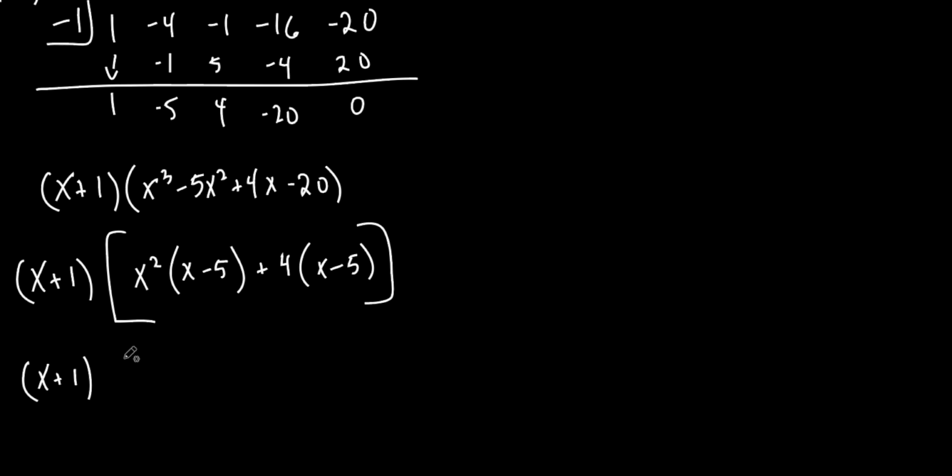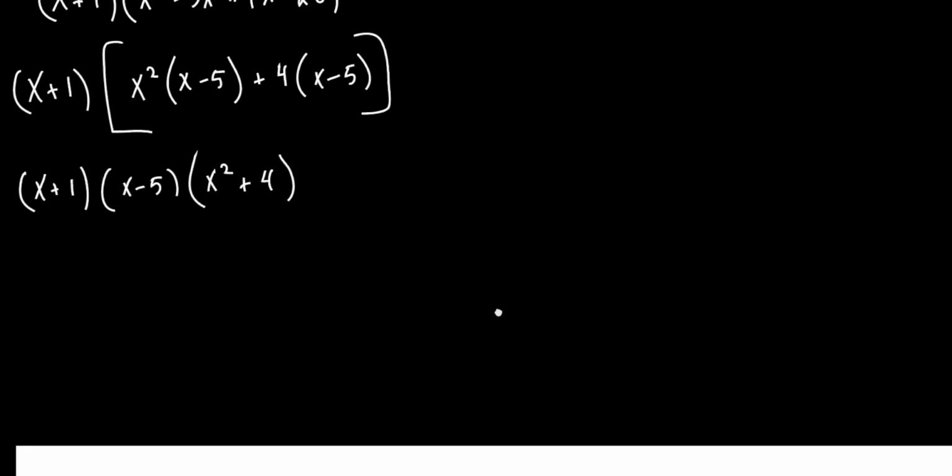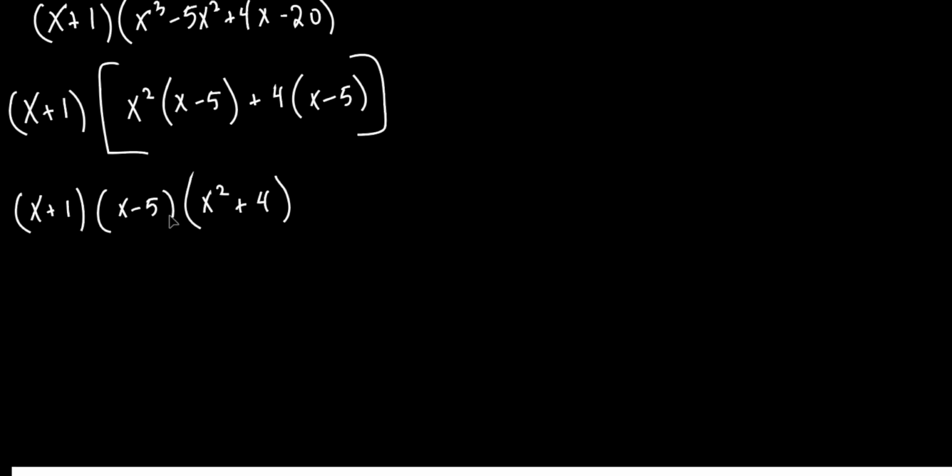So what can I factor out here? An x minus 5. What's left over if I factor out an x minus 5? An x squared plus 4. There we go. Good call. All right, and we set all the stuff equal to 0. I just haven't been putting that down. And then we solve for x.